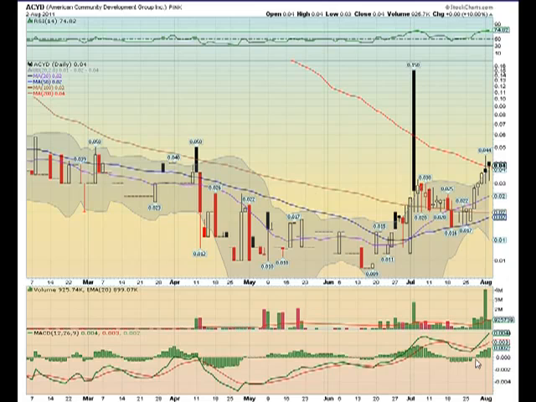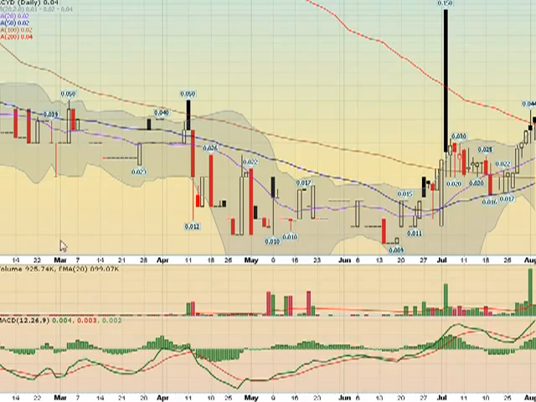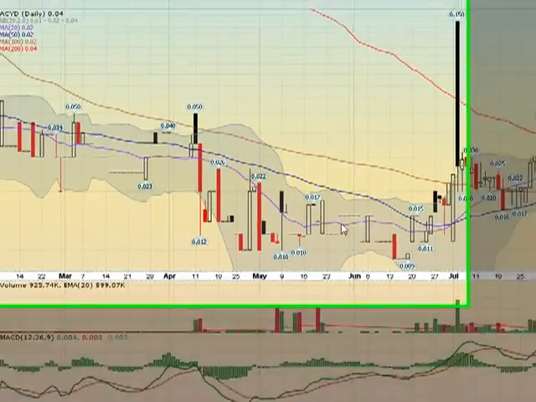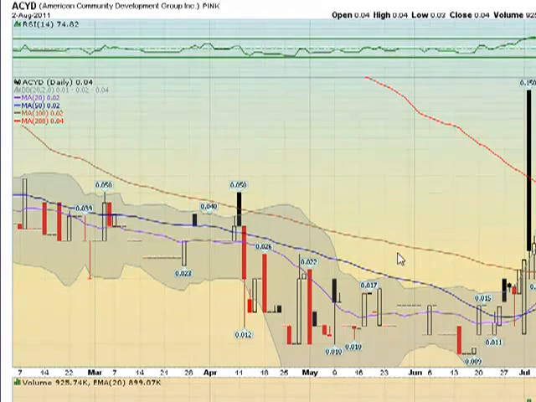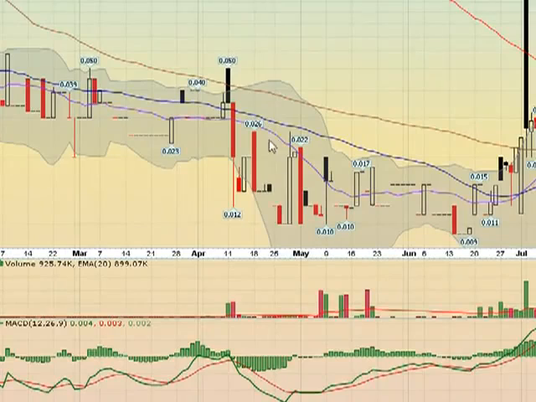This is the company American Community Development Group trading on the Pink Sheets Exchange. We're looking at a daily chart, and this goes back about 6 months. We can see the stock's been basically moving in a downwards trend. You can see that the moving averages, the brown one's the 100-day moving average, has been trending down. So you can see prior to this that the stock price has been moving lower as well.